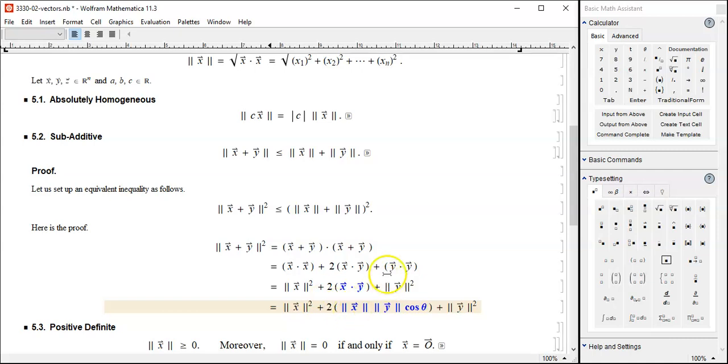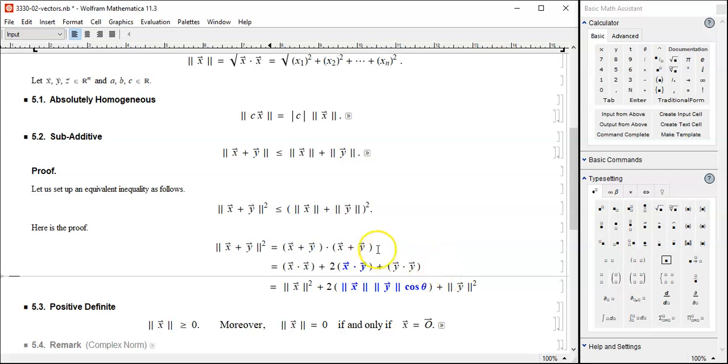As a matter of fact, why did I do this? I could have done it over here. Okay, and I don't need this line now. Okay, FOIL it out, we get that. And then x dot x, that's norm of x squared. Y dot y, that's norm of y squared. Now this dot product, x dot y, that's the same as norm of x times norm of y, magnitude times cosine of theta. Do you guys remember all this?